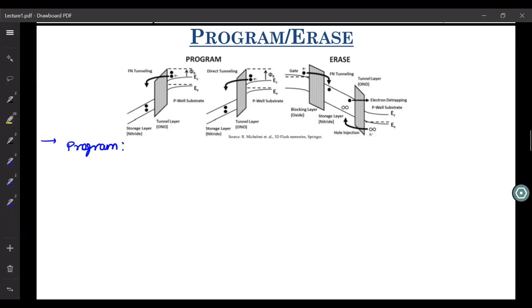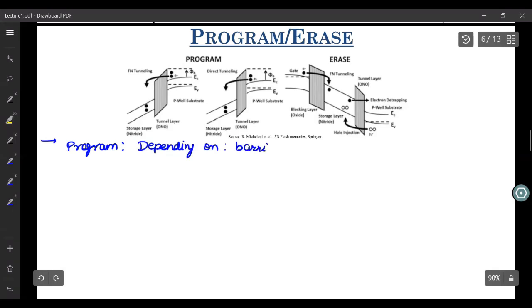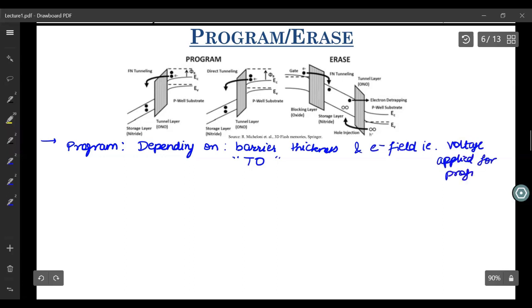tunnel oxide. As was the case with your NAND flash memory or floating gate cells, depending upon your barrier thickness, and what is your barrier here? Your barrier is the tunnel oxide. So depending upon tunnel oxide thickness and the electric field, that is the voltage you apply for programming, two different mechanisms are possible. What are the two different mechanisms?